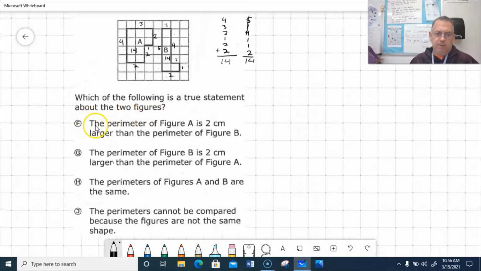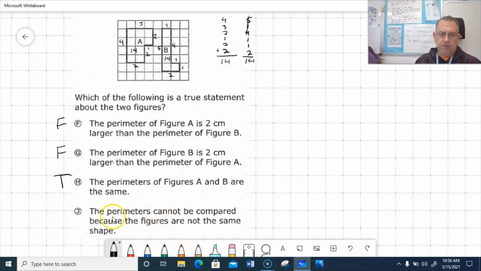So, answer choice F. The perimeter of figure A is 2 centimeters larger than the perimeter of figure B. Is that true or false? Yep, that is a false statement because we can see they both have a perimeter of 14. Answer choice G. The perimeter of figure B is 2 centimeters larger than the perimeter of figure A. True or false? That is a false statement also because they both have the same perimeter. The perimeter of figure A and B are both the same. True or false? That does look like a true statement.